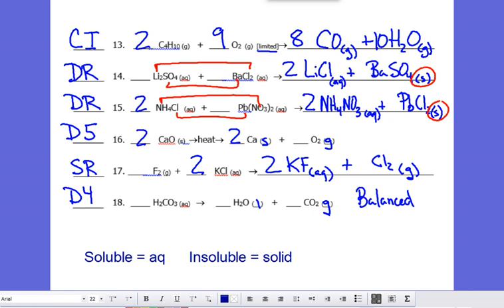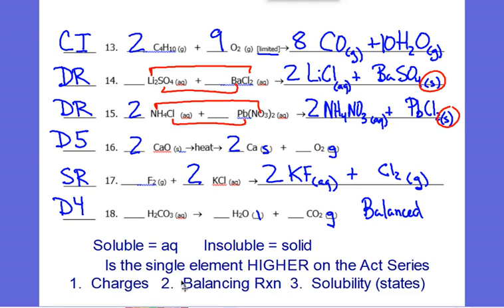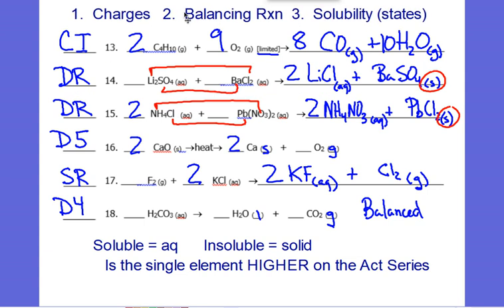Again, let me grab those 3 steps. So the 3 steps, we have charges, balancing, solubility. So when I made these compounds over here, I used their charges. I went to the periodic table. I went to my knowledge of polyatomic ions. I then balanced the reaction. And then I used the solubility rules on the back of my periodic table to figure out their states of matter, just like we've been doing for a couple days.